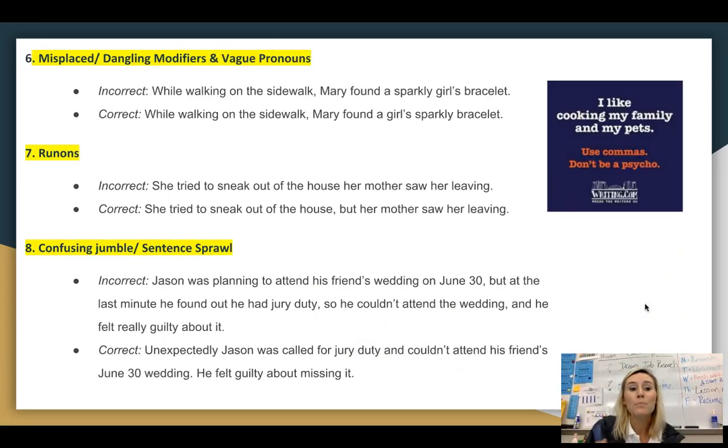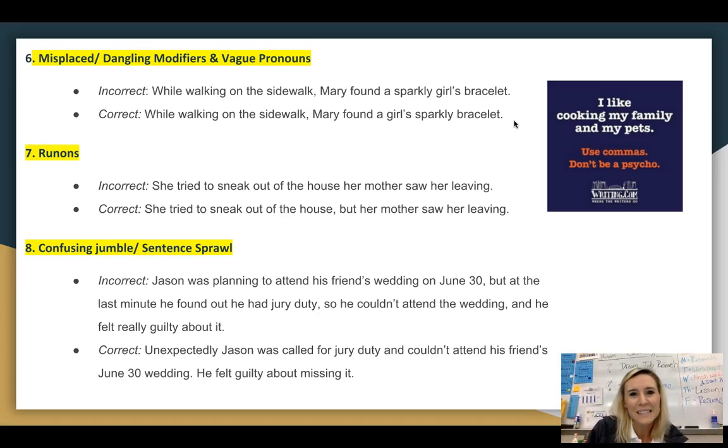All right, misplaced and dangling modifiers as well as vague pronouns. This one's really hard, but it's one that you need to learn because it's one that's tested on the PSAT and the SAT a lot. So this is going to sound fine, but it's wrong. While walking on the sidewalk, Mary found a sparkly girl's bracelet. You're like, what's wrong with that? While walking on the sidewalk, Mary found a sparkly girl's bracelet. Okay, I mean, I can see that, I can picture it.